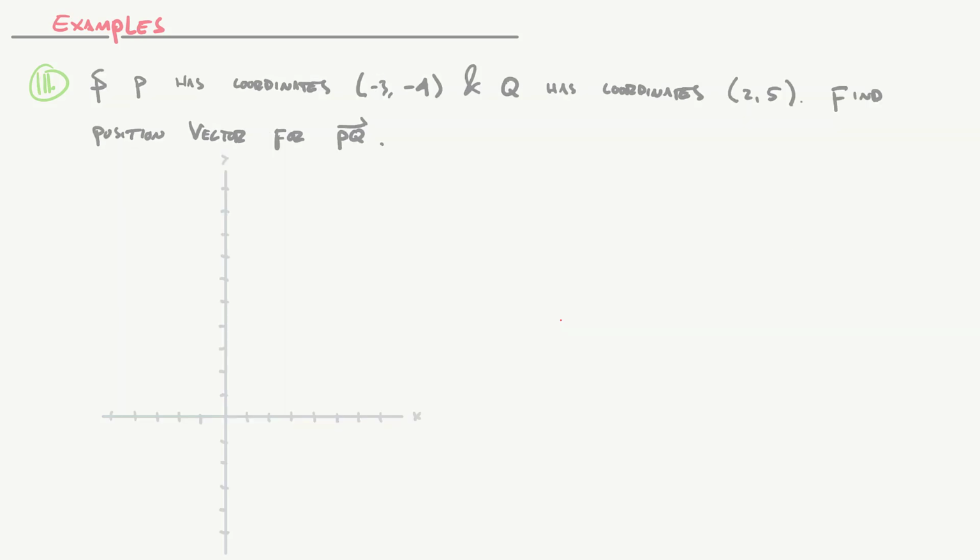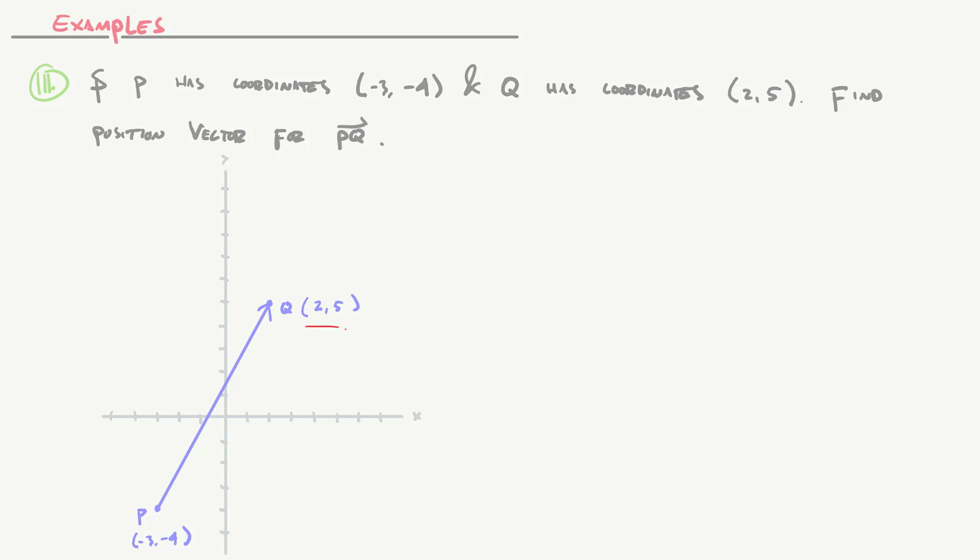Example 3 is more like a the-more-you-know situation, just an FYI, a public service announcement, a PSA. Suppose P has coordinates -3, -4, and Q has coordinates 2, 5. Let's say we wanted to find the position vector PQ, basically, right? So what's the position vector when we have this thing? Which means we need to put this thing in what I would call a standard position, but more like a position vector position. Anyway.